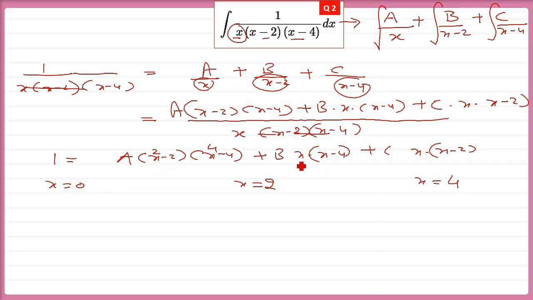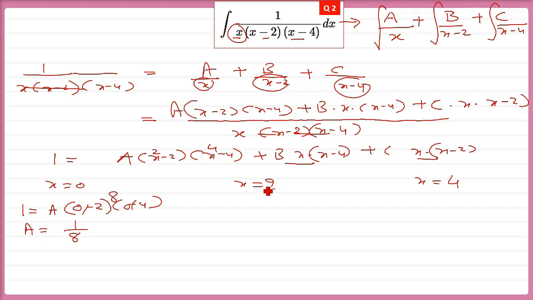Now as I have just suggested, x equals to 0 will only leave a. So for a, you have to put x as 0, so 0 minus 2, 0 minus 4. So this a will be equal to what? See, 4 2s are 8, so a will be 1 by 8. So 1 divided by 8 is a.